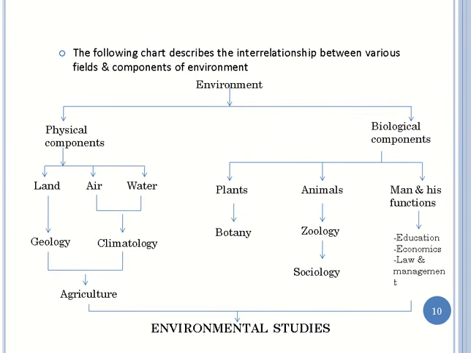If you want to study only the plants, we require the knowledge of botany. Animals, we require zoology and sociology. And when we want to study man and his function, we require various streams to study, that is education, economics, law and management. Also humanities are required to study the man and its function. So all this comprises environmental studies. So that is the reason why it is known as the multidisciplinary nature of environmental studies.